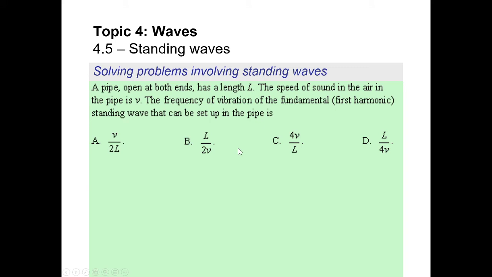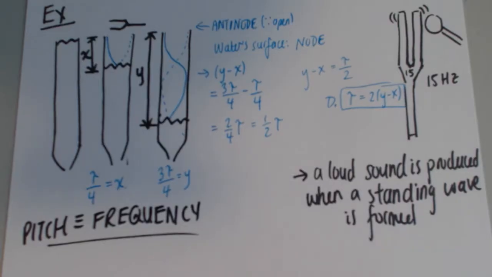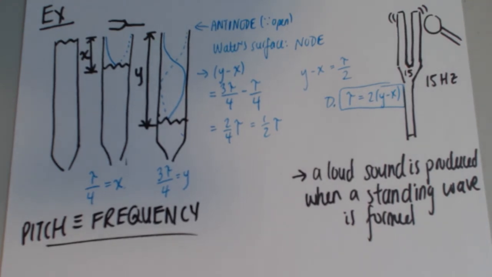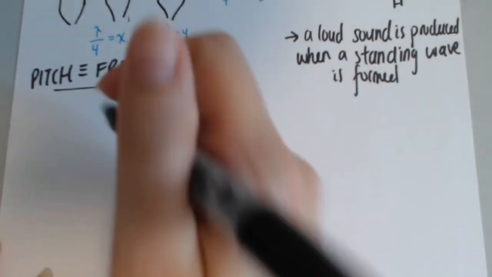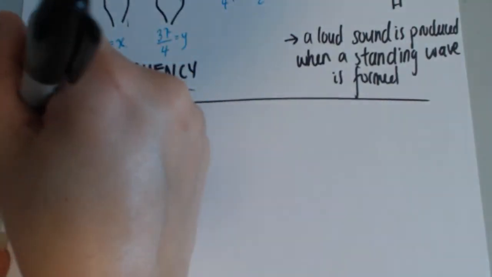All right. A pipe open at both ends has length L. The speed of sound in the air in the pipe is V. The frequency of vibration of the fundamental, first harmonic standing wave that can be set up in the pipe is, okay, so it's best not to memorize. In fact, most things in physics, you can't memorize. You have to work it out. So I'm going to show you how you can work this out pretty quickly.